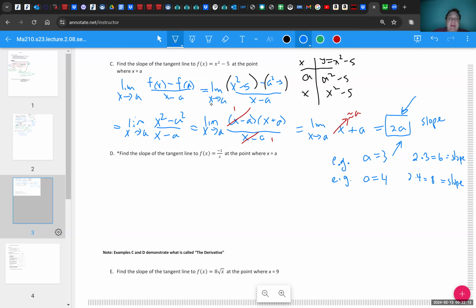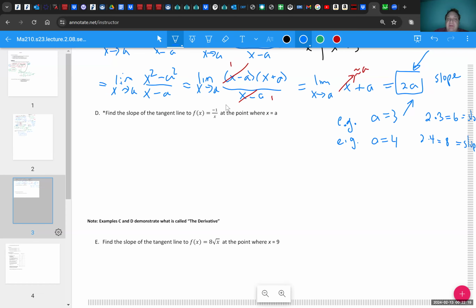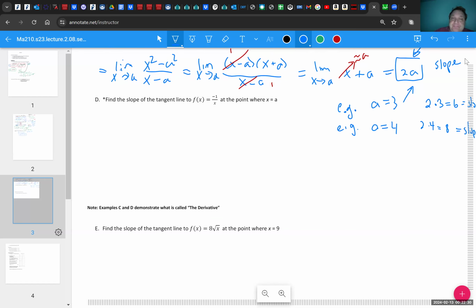All right, let's do one that's algebraically more complicated. This one I'm going to do right here involves some fraction. So I'll just do -1 over x. And I'm going to do, again, the point where x equals a. Not giving you a specific number, but we're doing it in general for the letter a. All right, I'll go back to our standard difference quotient formula with h approaching 0: f(x plus h) minus f(x) over h.